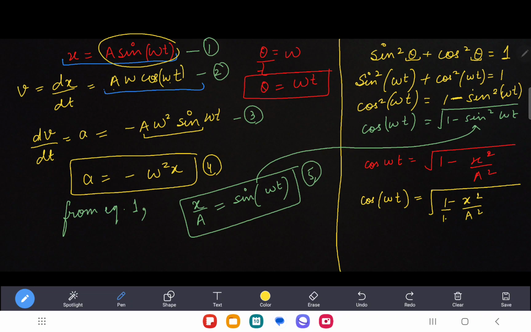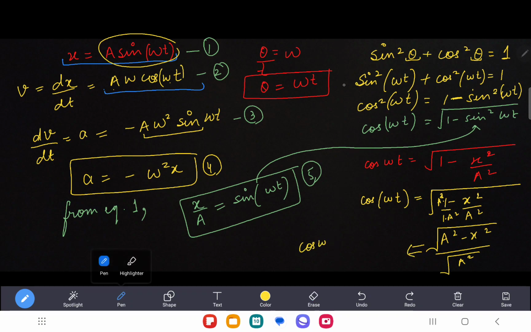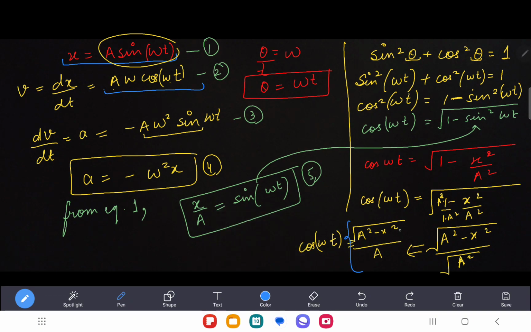So when we have 1 here, multiplying by a square, what do we have in here? We have a square minus x square over a square, all under root. So that simplifies for me. Cos omega t simplifies as under root of a square minus x square, and the under root of a square becomes a. Any doubts on this?